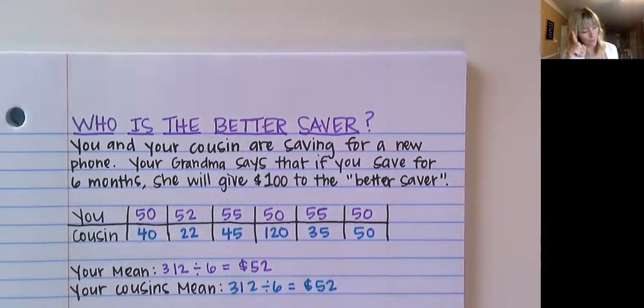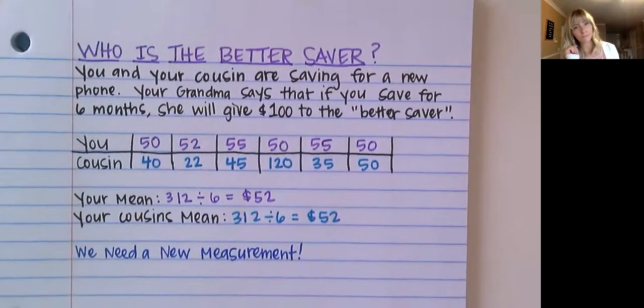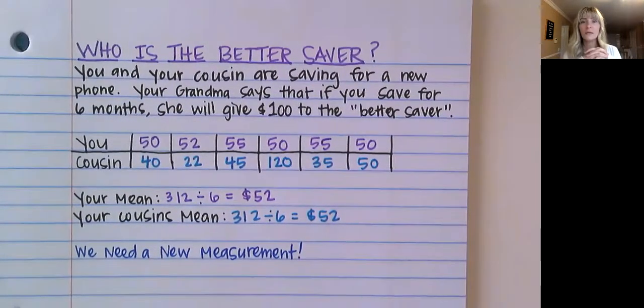So guess what? To help your grandma decide, she needs a brand new measurement. We need a new measurement. Sometimes a measure of center is not enough to make a good comparison. And in this case, it's certainly not helpful because it's exactly the same for both of you. You and your cousin saved the same average amount. You have the same mean. So let's get a brand new measurement.